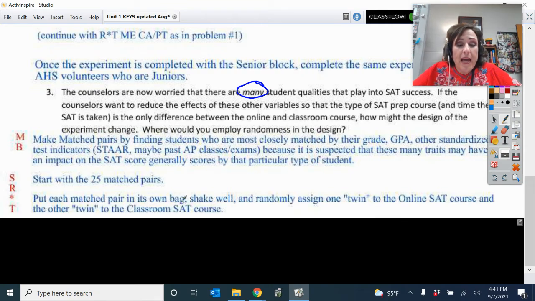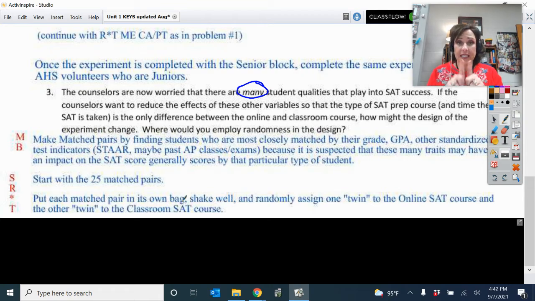Put each pair in its own bag. Now, I wanted to point out that the reason I did not do a crossover is because you would randomly assign them to do the classroom first and then the online, and the others do the online and then the classroom. If they're doing both methods, that's tainting the results of whatever is second. Whatever is second is always going to seem better, because you're going to have more practice. You're going to have multiple prep courses that you've gone through.